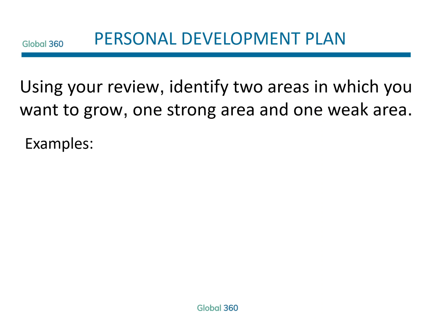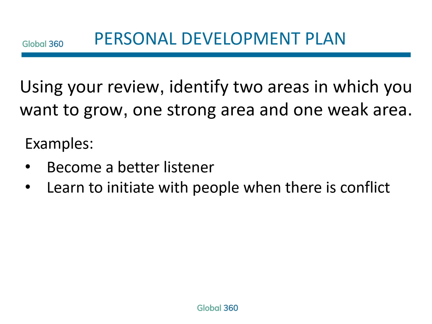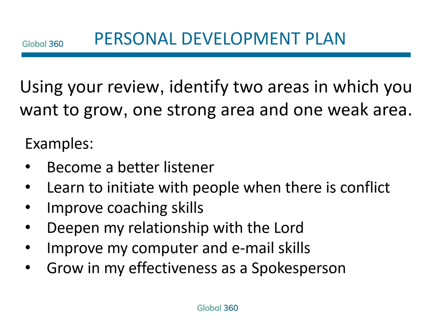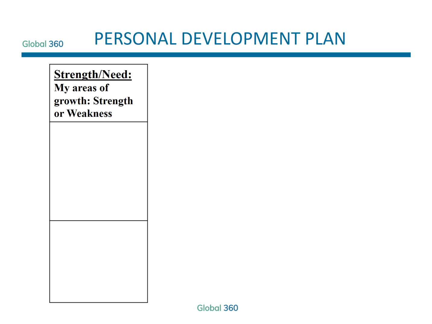Here are some examples of possible areas for development that can come out of 360 review feedback. Become a better listener. Learn to initiate with people when there's conflict. Improve coaching skills. Deepen my relationship with the Lord. Improve my computer and email skills. Grow in my effectiveness as a spokesperson. Once they choose 2 areas for growth, ask them to list them in this left-hand column, strength or need, my areas of growth, strength or weakness.